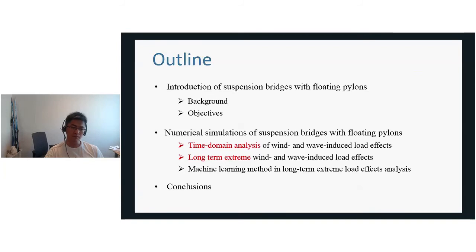in the time domain. The long-term extreme response is to predict the extreme or maximum response value of the bridge that can occur in a very long period, for example, in 100 years or in 10,000 years. They are very important for the safety design of very large structures. So far, there are a lot of available methods to do such a long-term analysis. My work is focused on looking for a computationally efficient way to do this, because time domain analysis requires a lot of simulation time. So the computational efficiency is very important for the case study.